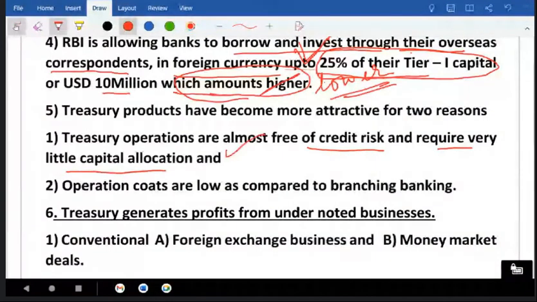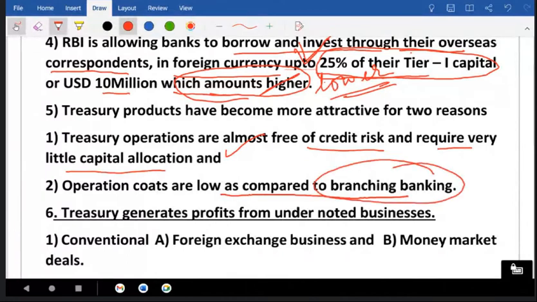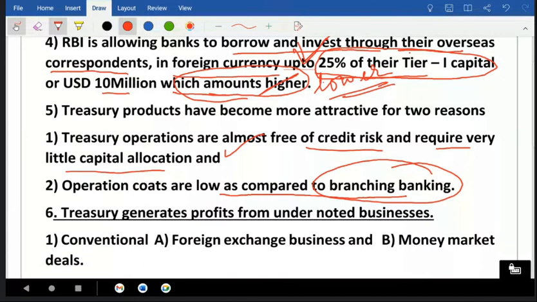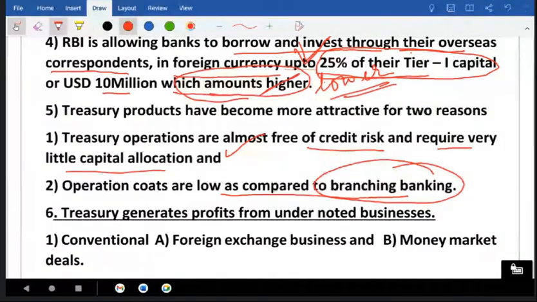I told you the operating cost of the treasury wing is very low as compared to the branch, because branches are location-wise totally diversified. Different locations are there, so maintenance of one branch becomes very high, whereas in the treasury wing, expert manpower is deployed, and only a few persons working in the treasury wing can invest a huge amount of money that would have been worked out with hundreds of branches.